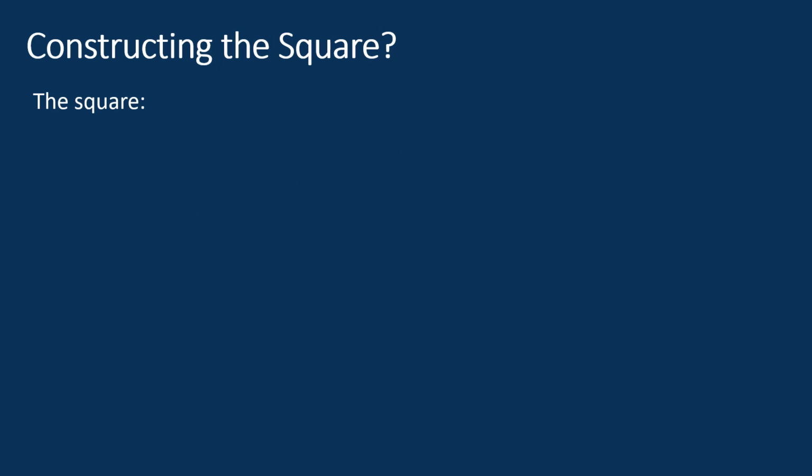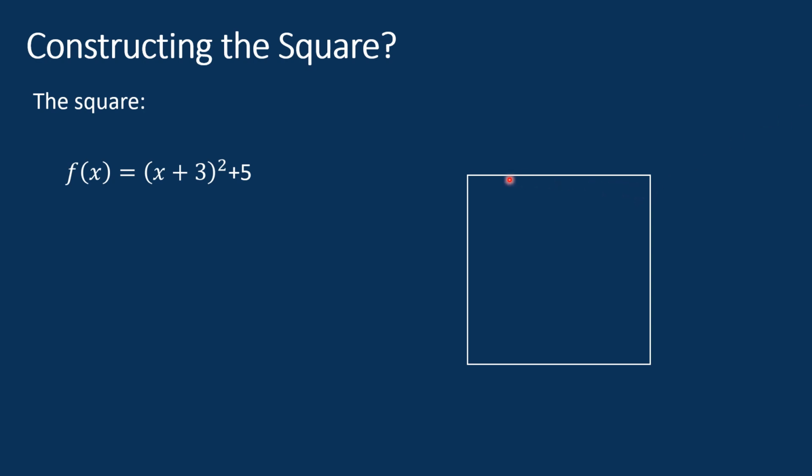In order to construct a square in the vertex form, we need to know the structure of the square. Let's see this example, a quadratic function (x plus 3) squared plus 5. Let's draw a square and make the area of this square equal to the square in this vertex form, which is (x plus 3) squared. Since the area is (x plus 3) squared, the dimensions of this square must be x plus 3 times x plus 3.